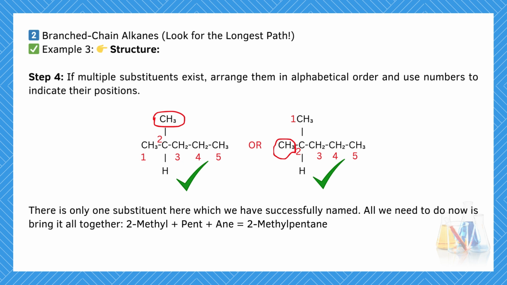So since we have successfully named it, all we need to do now is to bring all the factors together. We've named the substituent 2-methyl. We've numbered the carbon atoms of the longest continuous carbon chain, which is the parent chain, which is 5 carbon atoms, which gives us pent. So 2-methyl plus pent, and it is an alkane. So we add the suffix ane: 2-methyl plus pent plus ane gives us 2-methylpentane. 2-methylpentane. I hope this example is clear.